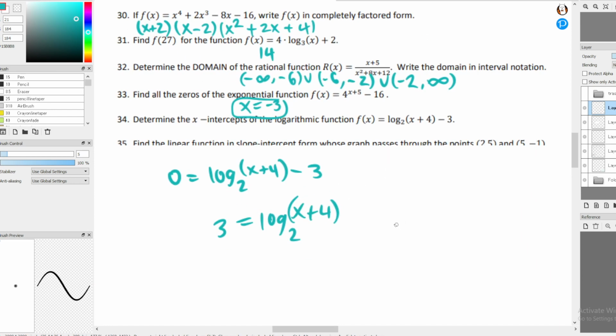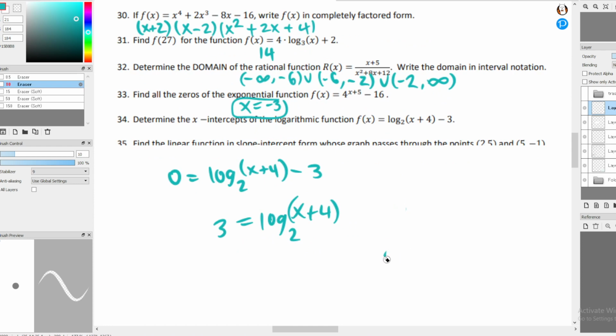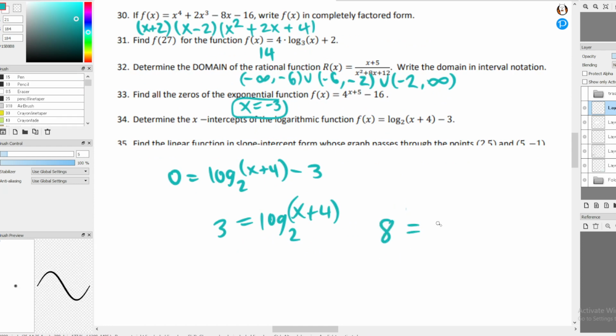Now we'll change it into exponential form, so base 2 to the 3rd power. That's the same as writing 8. 8 is equal to x plus 4. Well, minus 4, we'll get x is equal to 4. Yeah, x is equal to 4. But it wants the x-intercept, so we'll say 4 comma 0.